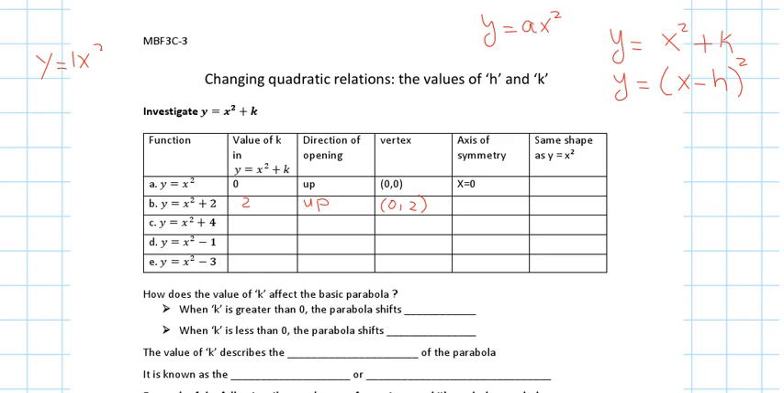And remember that the axis of symmetry is what value of the vertex? What did we say yesterday? The x value.